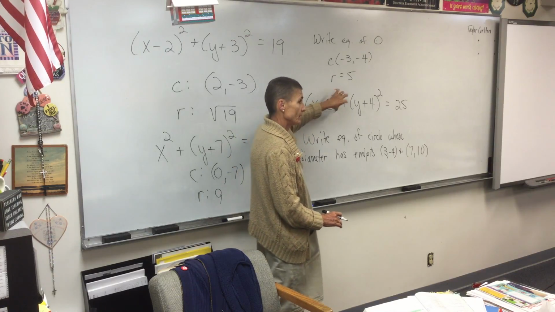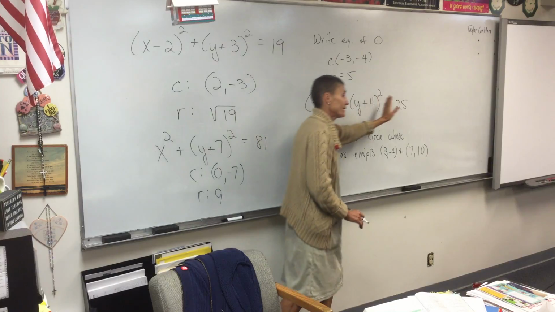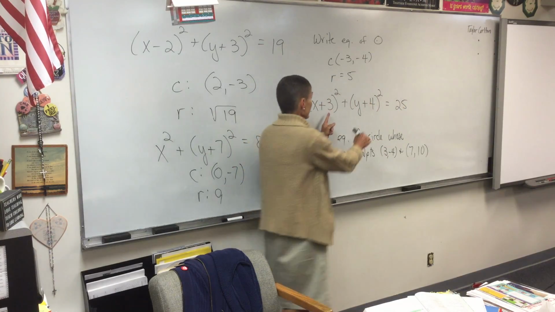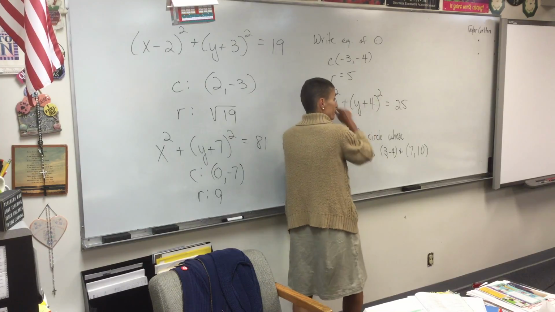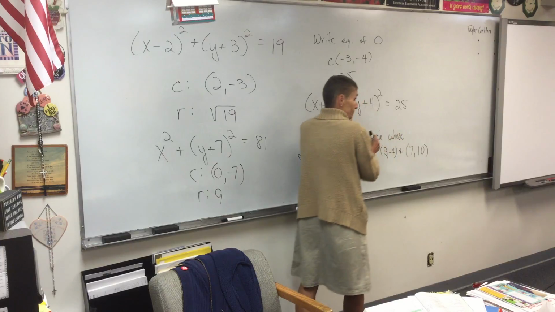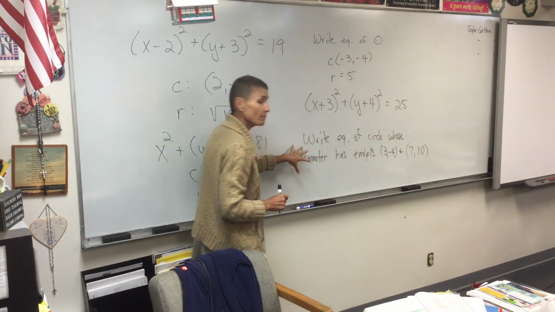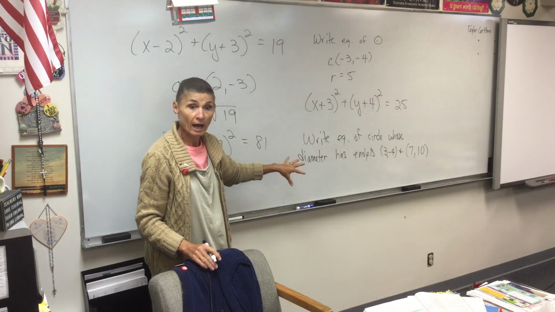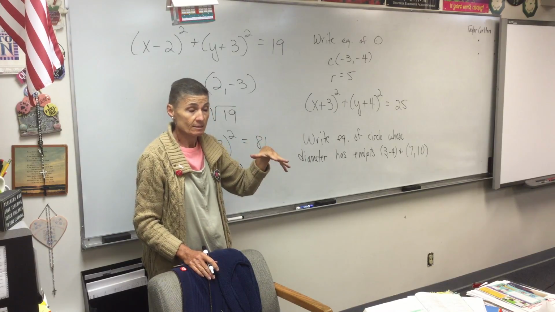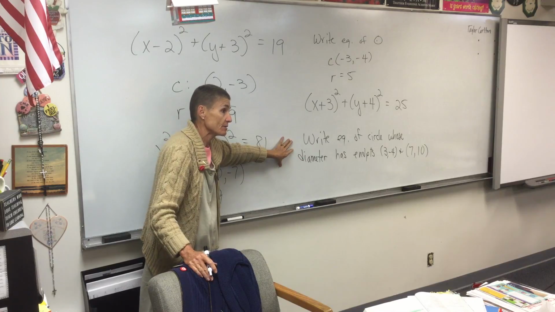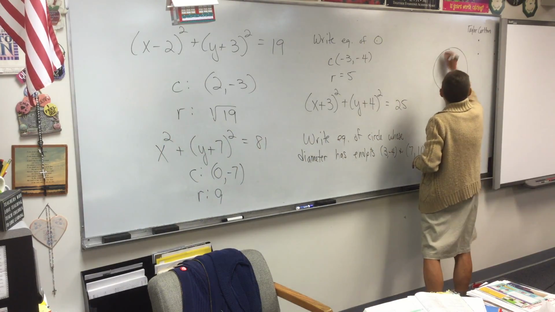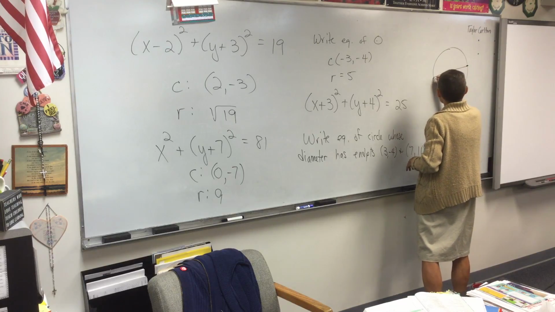What information did we have to make this easy? What were you given? The center, that's how you did this part, right? And then you also knew the radius. So if I'm gonna write the equation of a circle, I need to know the center and the radius. I did not give you the center and the radius. What I gave you were the endpoints of a diameter.